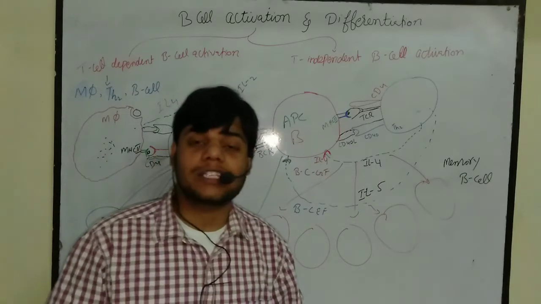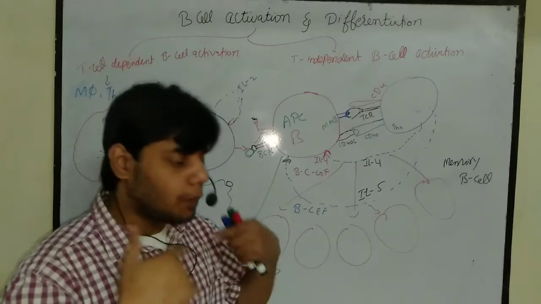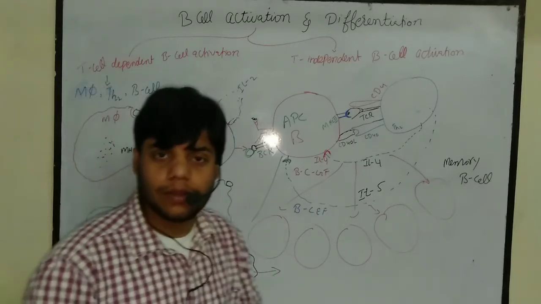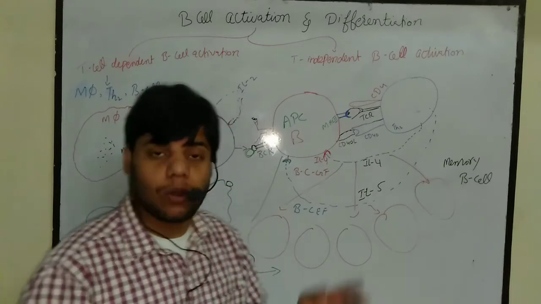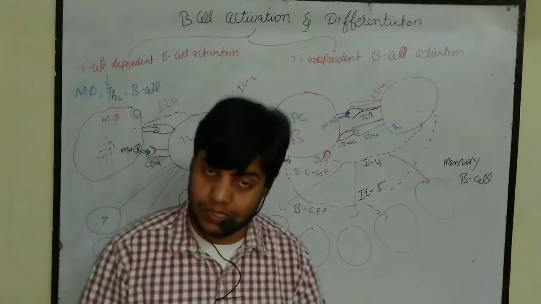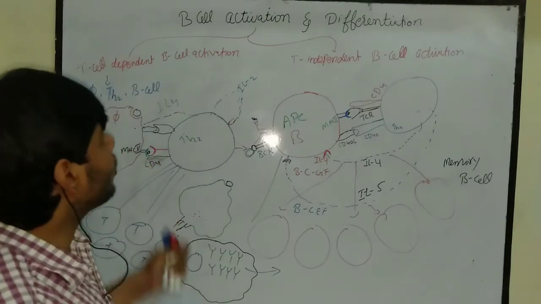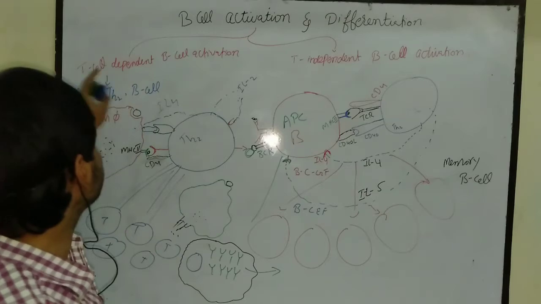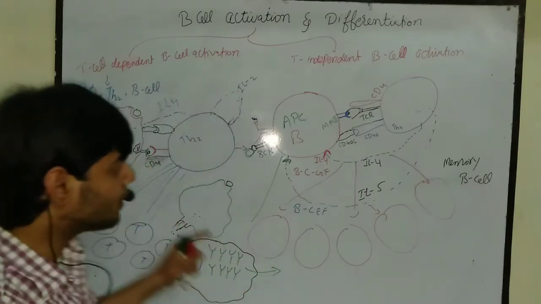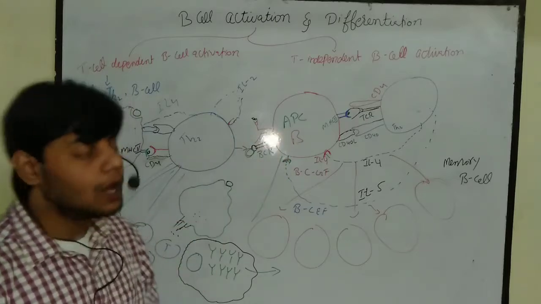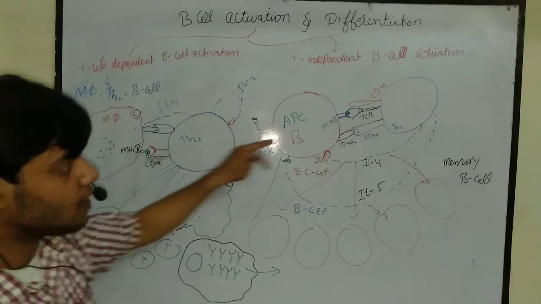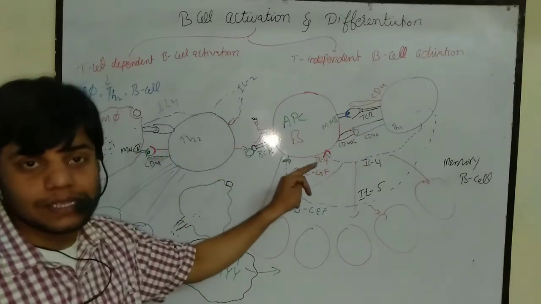Sometimes these antibodies are specially responsible for the complement system or complement process. I already explained the complement process. So this is all about the B cell activation and differentiation with the help of T cell dependent B cell activation. The B cell is activated with the help of T cell activation. As you can see, the T cell is activated, after that it activates the B cell.